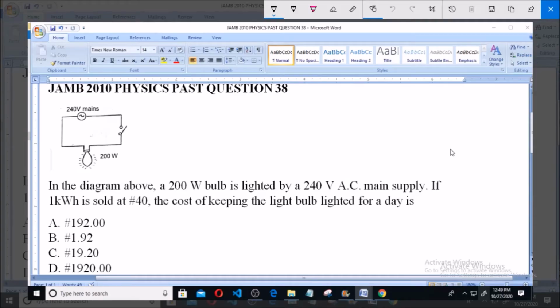Hello and welcome. I will be answering JAMB 2010 Physics Past Question 38. So you have this diagram displayed here.